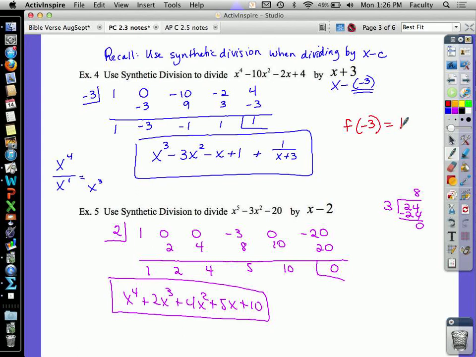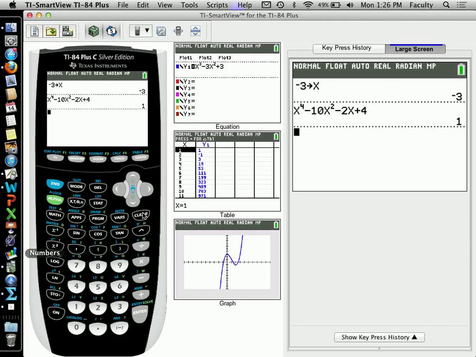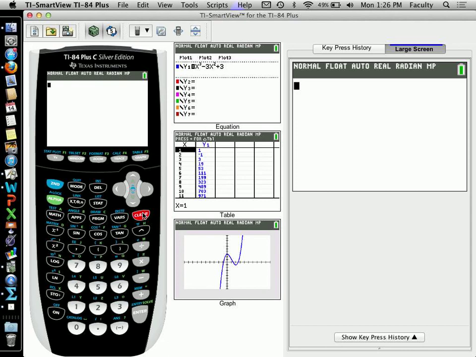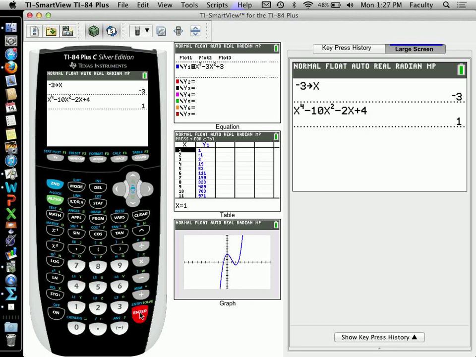So take out your graphing calculators, and let's verify this, because that's a little surprising, I think. So we're saying that if x is negative 3, let's do negative 3 store x and press enter. And then let's type in the polynomial in example 4. That was x to the 4th minus 10x squared minus 2x plus 4. And it's giving us 1.